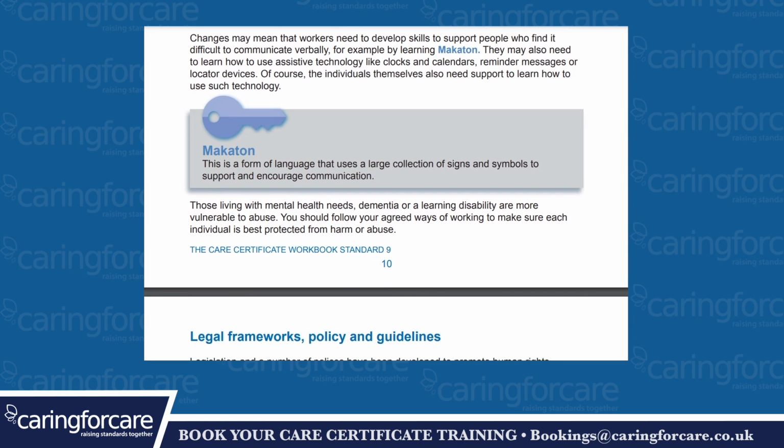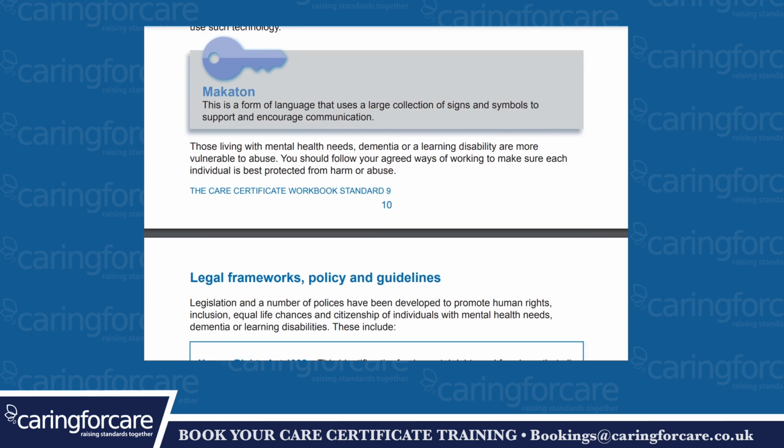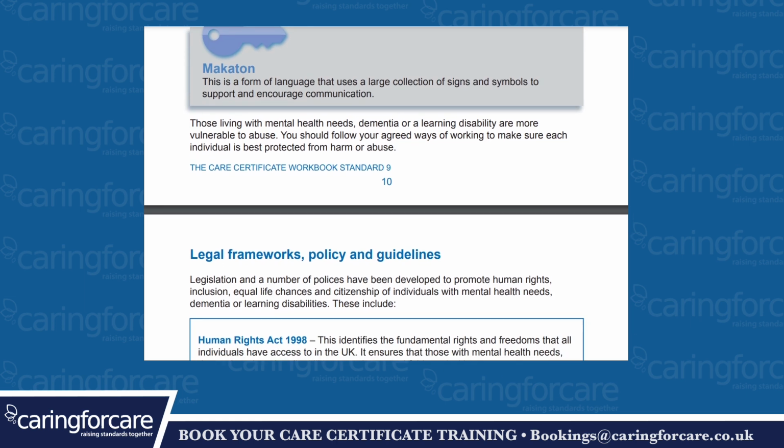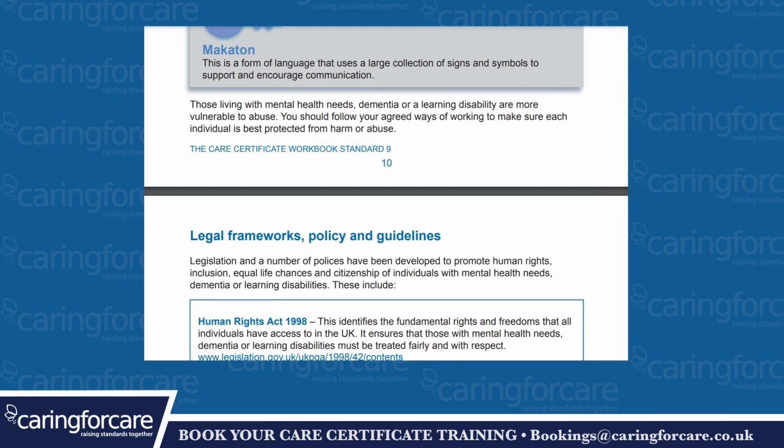Changes may mean that workers need to develop skills to support people who find it difficult to communicate verbally, for example, by learning Makaton. They may also need to learn how to use assistive technology like clocks and calendars, reminder messages, or locator devices. Of course, the individuals themselves also need support to learn how to use such technology. Makaton. This is a form of language that uses a large collection of signs and symbols to support and encourage communication.